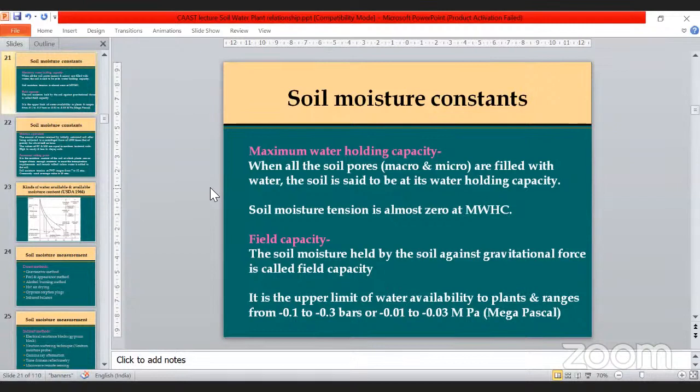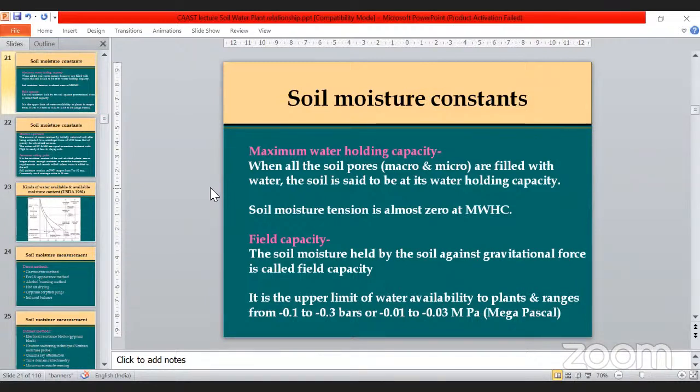So for maximum water holding capacity, when all the soil pores, that is macro and micro, the air and the water pores, are filled with water, the soil is said to be at its water holding capacity. This is the maximum water it has held. So soil moisture tension is almost zero at the maximum water holding capacity.